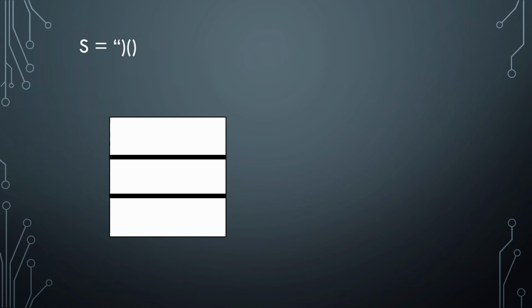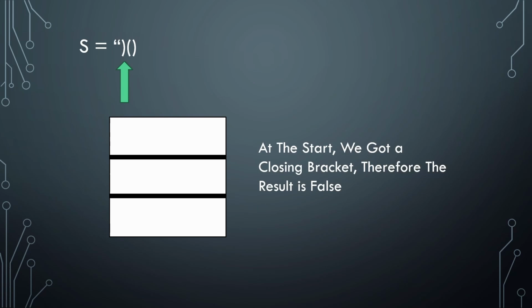Another case is that say we have this string. We directly started with a closing bracket. Now because we use our stack to store the opening brackets, we can clearly see that we don't have any opening brackets right here because the stack is empty and we were greeted by a closing bracket. So we will simply return false.